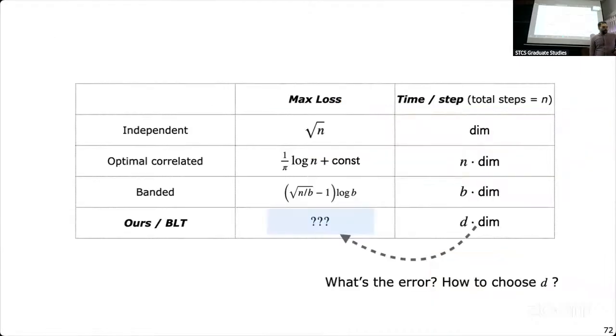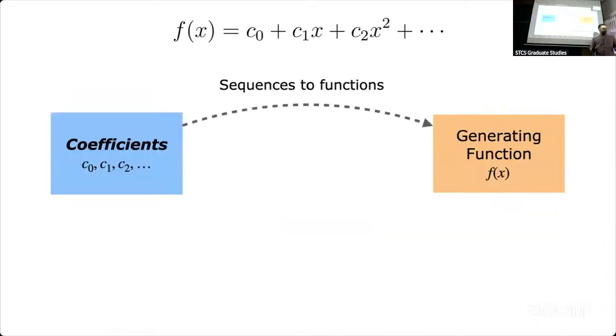Okay, so there are so many things you can do to compute this time effectively. The fun part and the real challenge is in getting a good max loss here. So what's the error and how do we choose this number of exponential terms, this d, right? That's where approximation theory comes in. Before that, a quick primer.